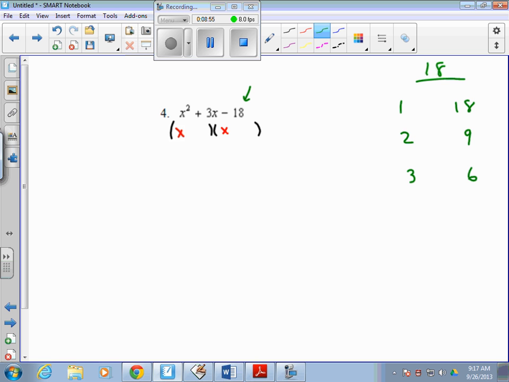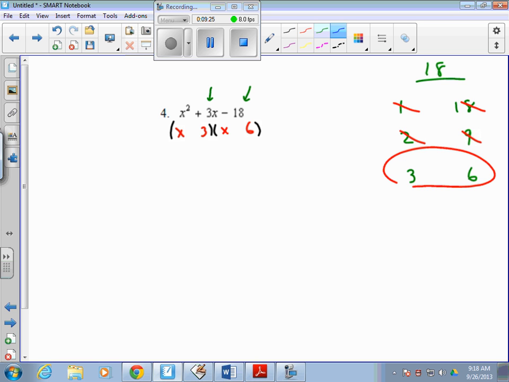So which pair of those numbers gives you the number 3? Again, don't think of positives and negatives yet. Which one gives you 3? 1 and 18 are either going to give you 19 or 17. 2 and 9 are either going to give you 7 or 11, not 3. And 3 and 6 is either going to give you 3 or 9. So that's the pair you want. So in place here, put in 3 and 6.